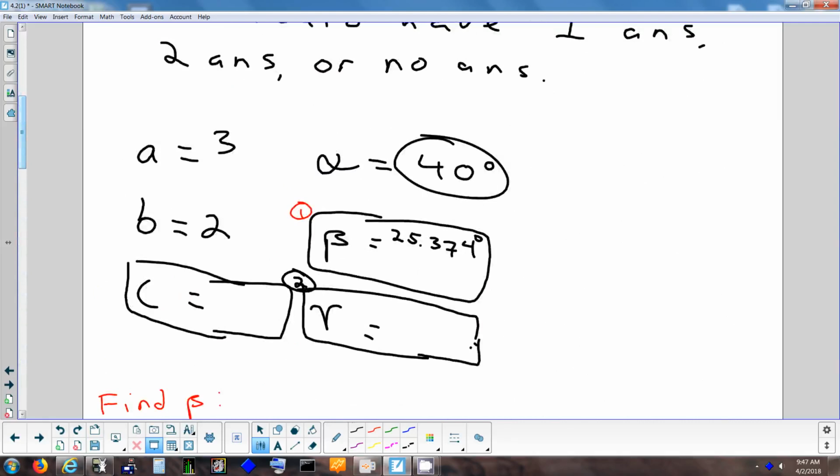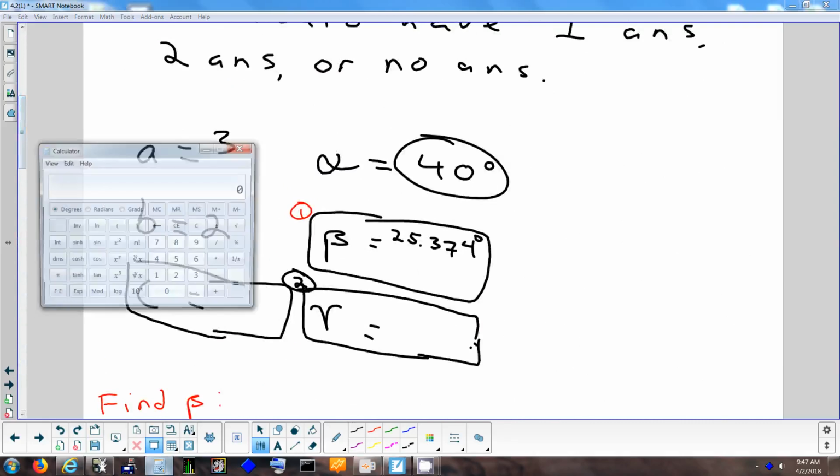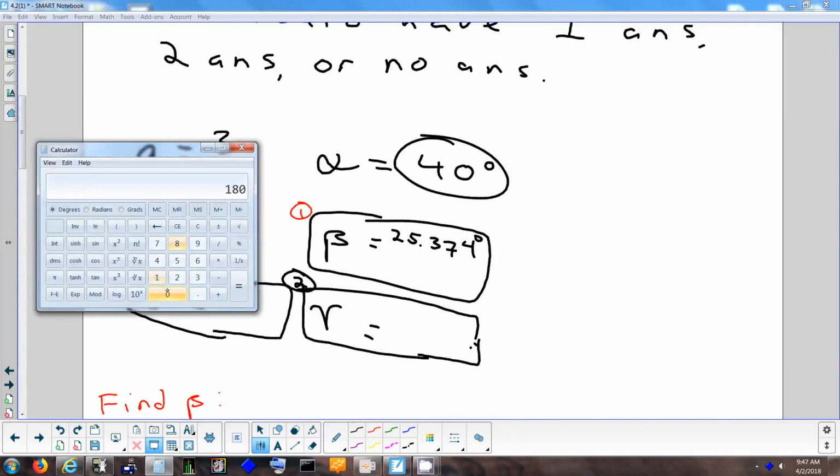So that's 65.374. We know all the angles. They have to add up to 180. So subtract. Okay, so gamma is 114.626.